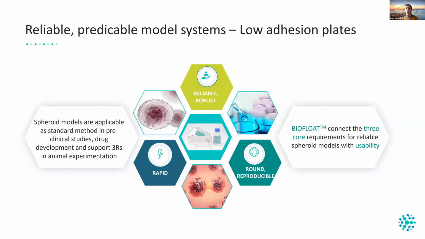So in conclusion, spheroids formed in low adhesion plates are reliable and predictable model systems for cancer research, stem cell research, and drug testing. Spheroid models are applicable as standard method in preclinical studies, drug development, and support the 3 Rs in animal experimentation: reduction, refine, and replace of animal experiments for fast drug development.